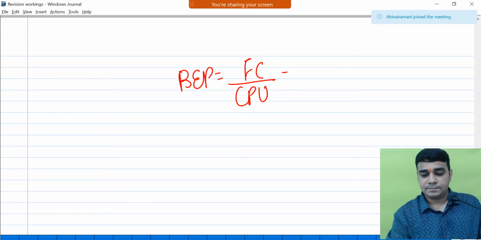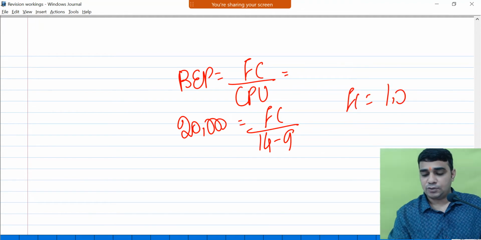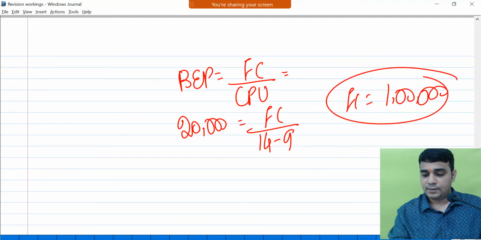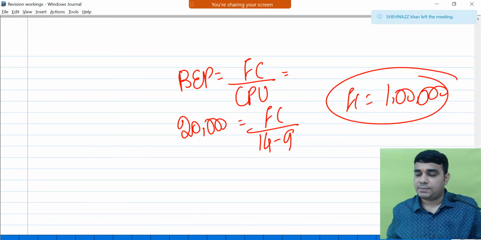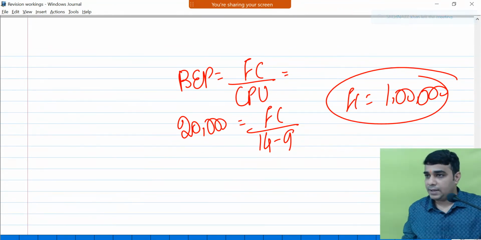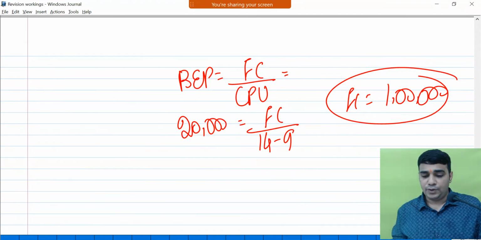Fixed cost is something which I'm going to calculate. My break-even point is 20,000, equal to fixed cost by 14 minus 9. Fixed cost turns out to be 1 lakh. Fixed cost by contribution per unit is the formula for break-even point, so 20,000 is equal to FC by 14 minus 9, into 5, you end up getting 1 lakh as fixed cost. The fixed cost figure is 1 lakh rupees.